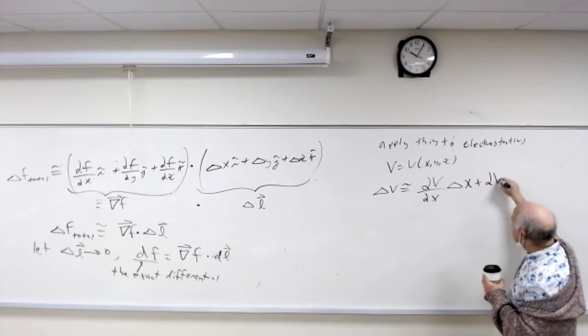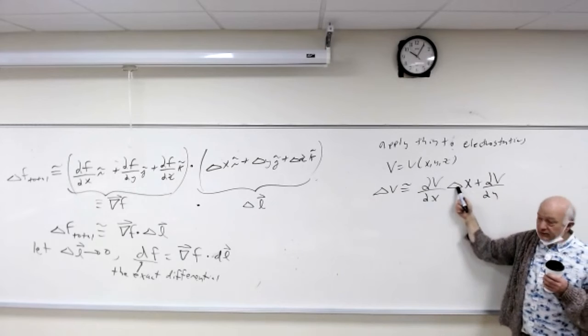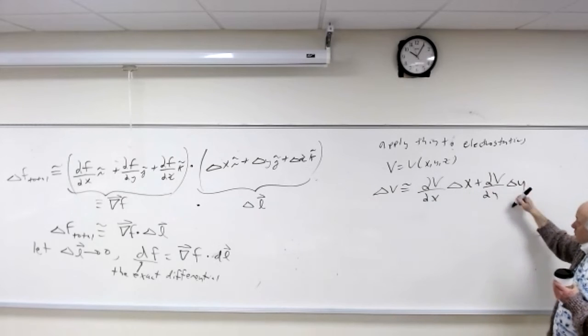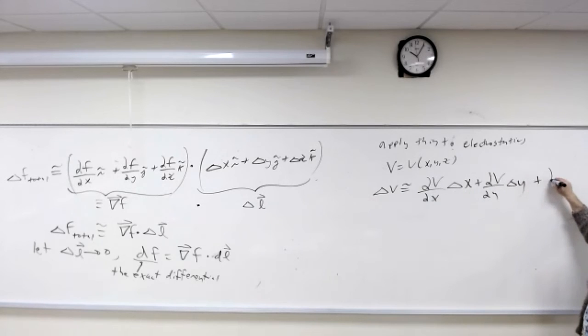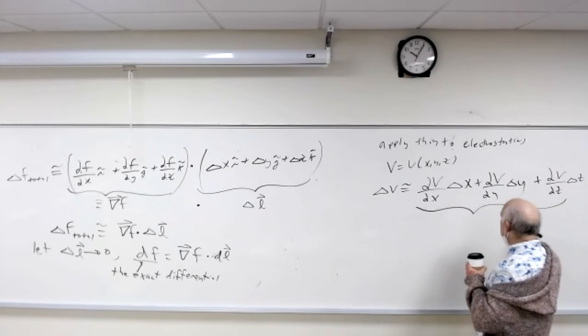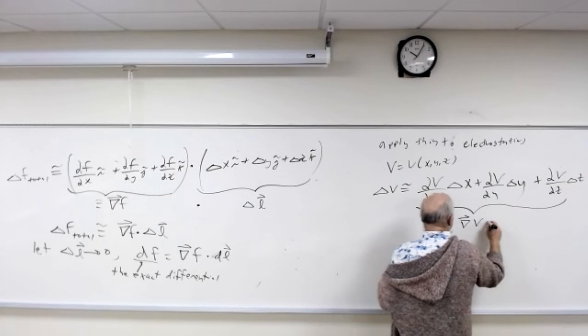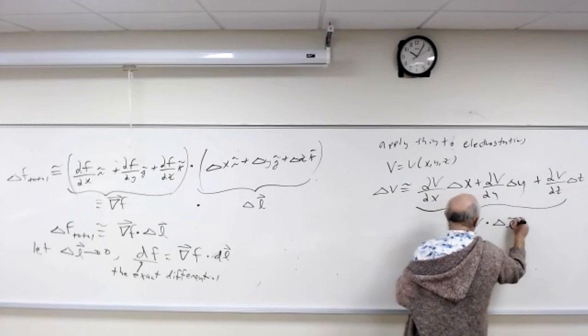This is how much the voltage changes if we only change x. This is how much the voltage changes if we only change y. This is how much the voltage changes if we only change z. We know from what we said over here that this whole thing I can write as the gradient of your voltage dotted into your delta L.